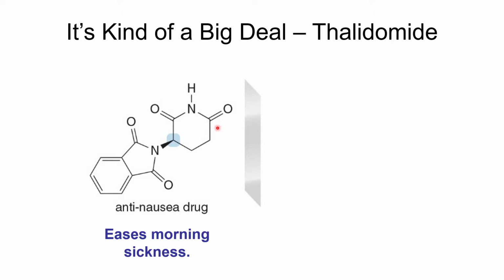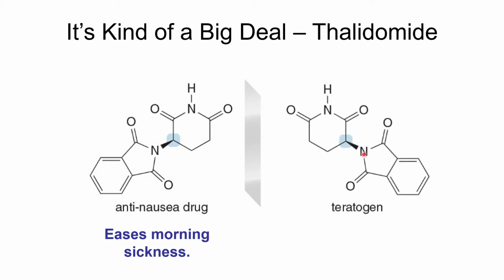And it turns out that this particular isomer is effective at relieving nausea, but the enantiomer of it is a fairly potent teratogen and causes really horrible birth defects. And so, to the extent that any of this isomer was in with the original isomer, that caused potential for horrible birth defects. There were tens of thousands of pregnancies that were either lost or resulted in very horrible birth defects.